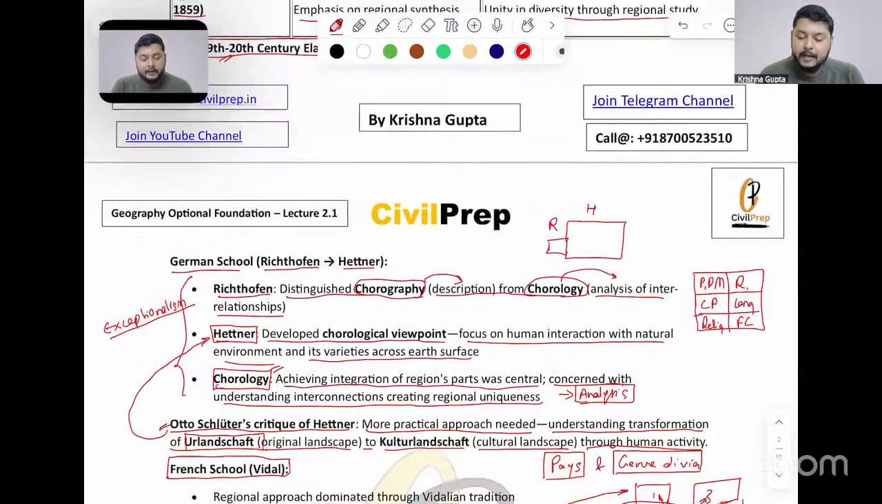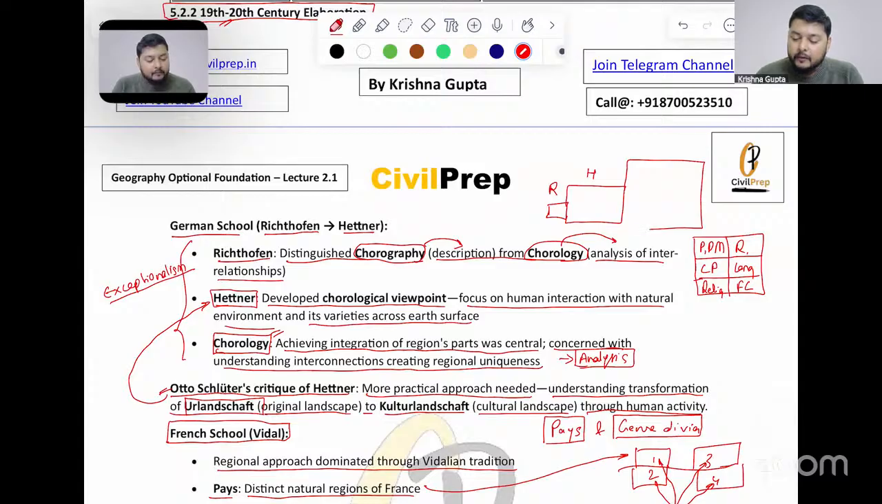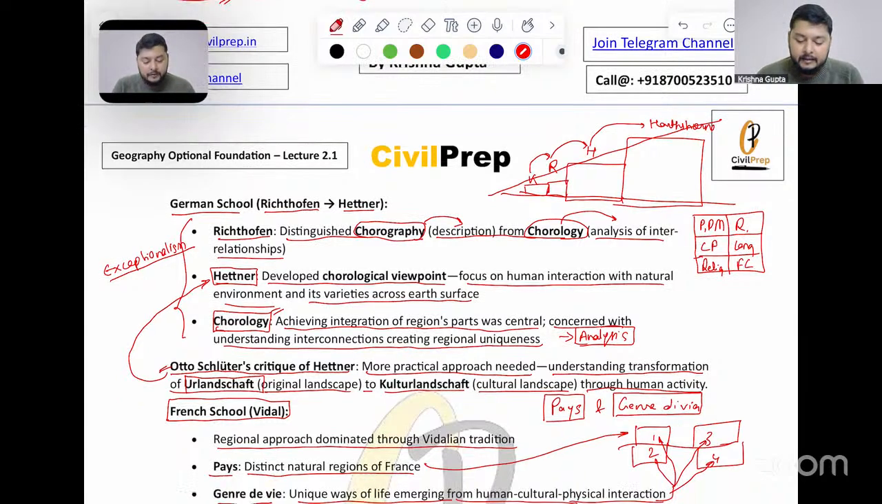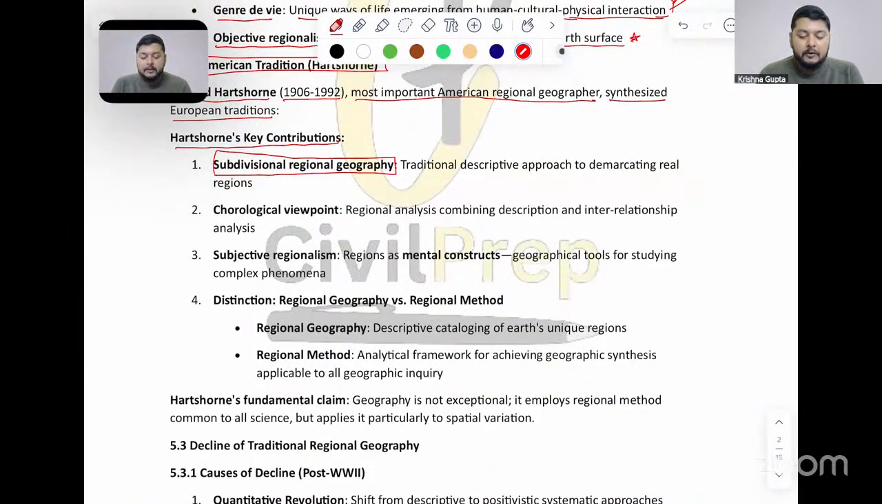Here I would like to expand. After Hettner, Richthofen, I will put here Kant first, Kant to Richthofen, Richthofen to Hettner, Hettner to Hartshorne. Hartshorne expanded the scope of the study of regional geography. We can see how the scope is increasing with the next geographer in the next phase. Hartshorne's key contribution here was subdivisional regional geography, that is, the traditional descriptive approach to demarcating real regions. From description, he was going to real regions, taking up various empirical studies.